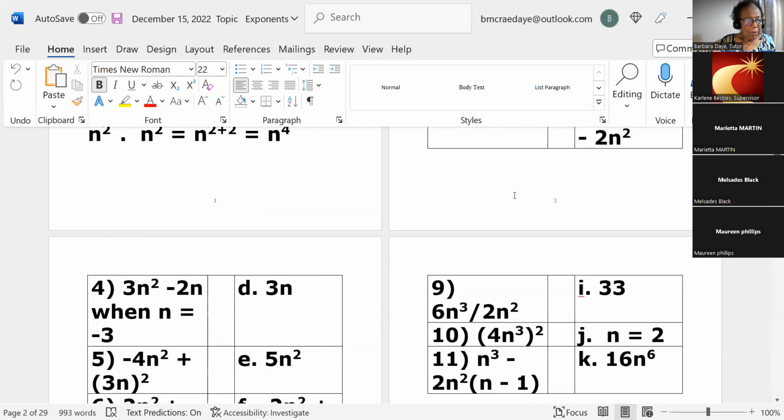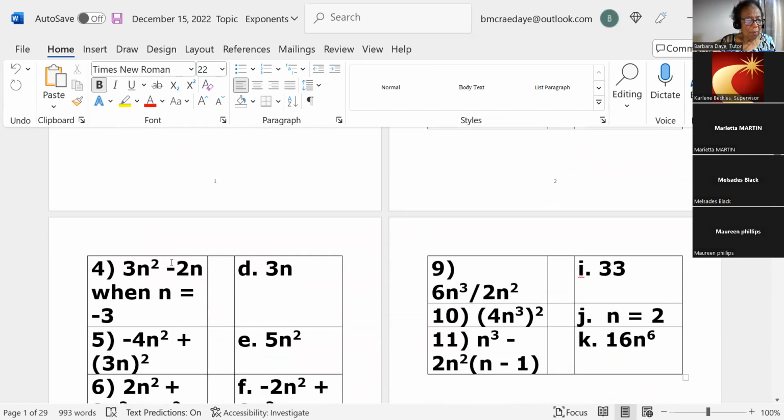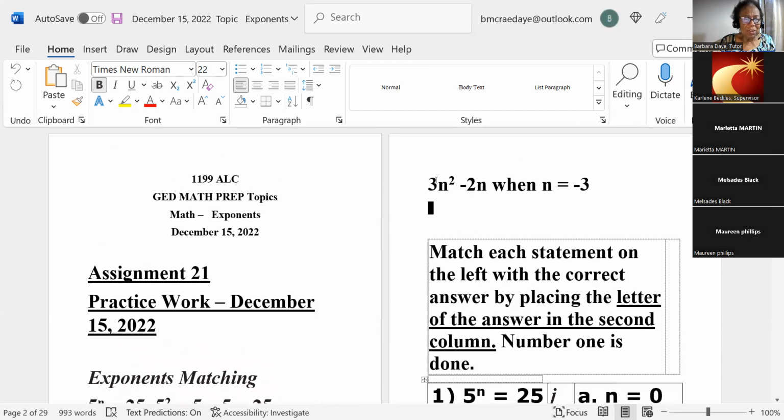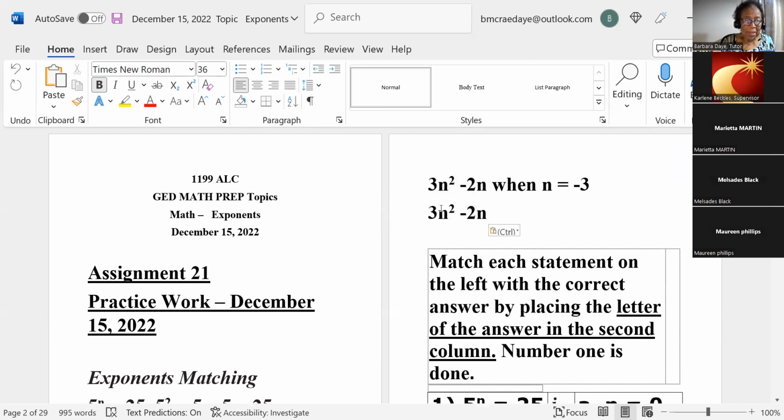Let's go back down here. 3N to the second power minus 2N when N is a -3. So wherever you see an N, you want to put a -3. So let's go back up here. Take this expression. And wherever you see an N, you want to put a -3. So that N, let's just put it in parentheses. So that becomes a -3. Okay, let's take out the N. And then we have N here again, and there again, we have a -3.